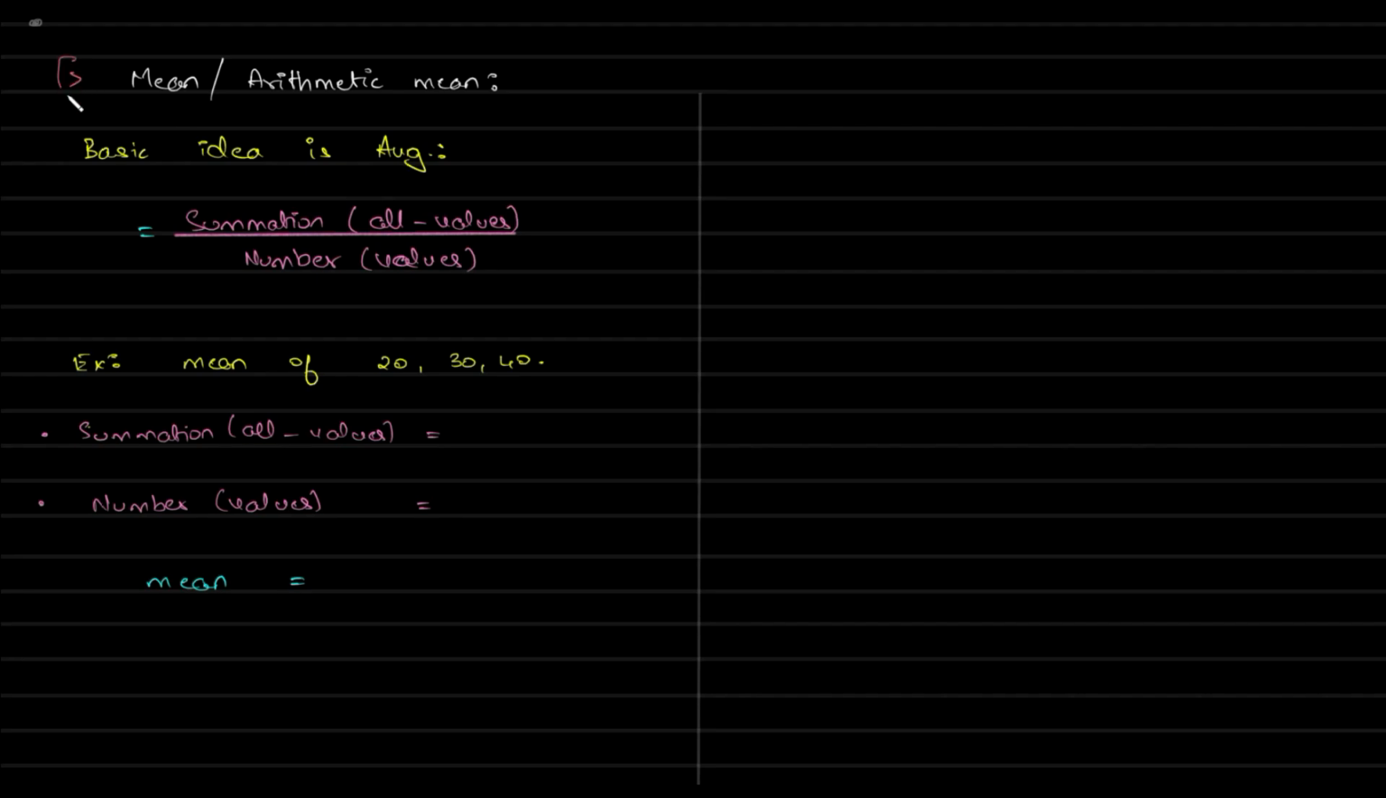One of the measures of central tendency is your mean. The basic idea is average, right? Mean, average, arithmetic mean is this: we need to take the sum of all the values that we come across and divide by the number of values.